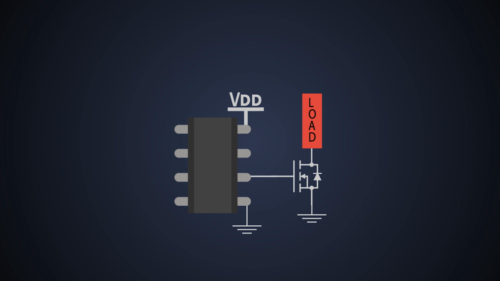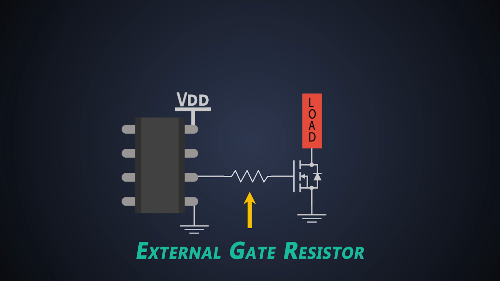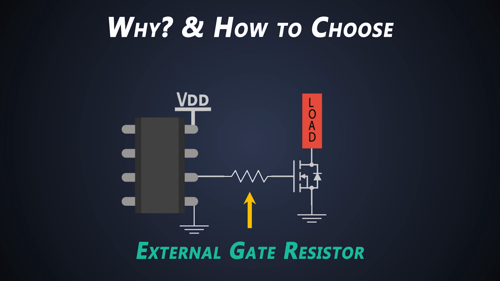Hey guys, last time we saw the importance of a MOSFET gate driver. When we use a MOSFET in a fast switching application, we hook up a resistor between the driver and MOSFET, which acts as a bridge in between. We call it an external gate resistor for the gate driver. This time, we'll get to know why we need an external gate resistor and what factors we consider while choosing it.